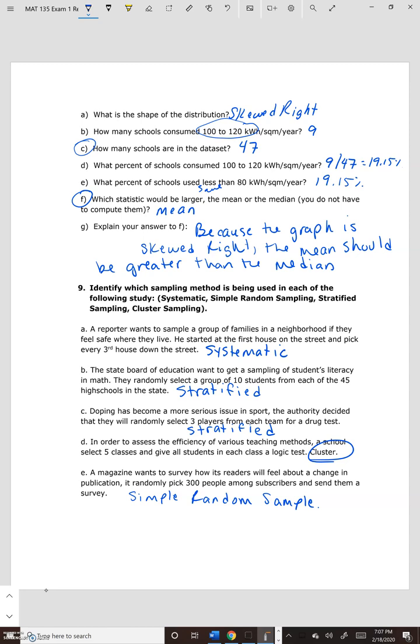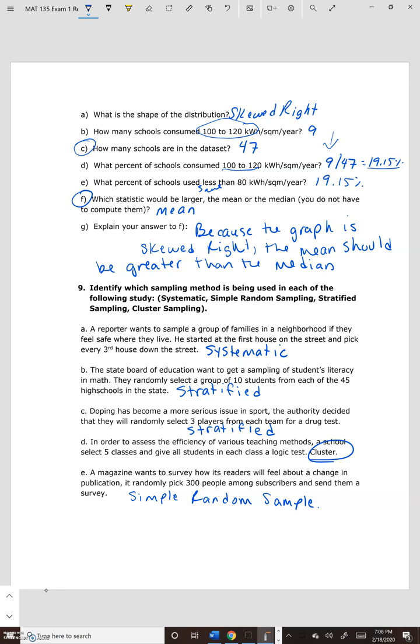So what percent of the schools consumed? Well, if 9 schools were in that column between 100 and 120, and there was 47 total, we do 9 out of 47, just like you would find your percent on a test. So we're looking at these 9 schools. There's 47 altogether, and that's 19.15%, and I rounded there.